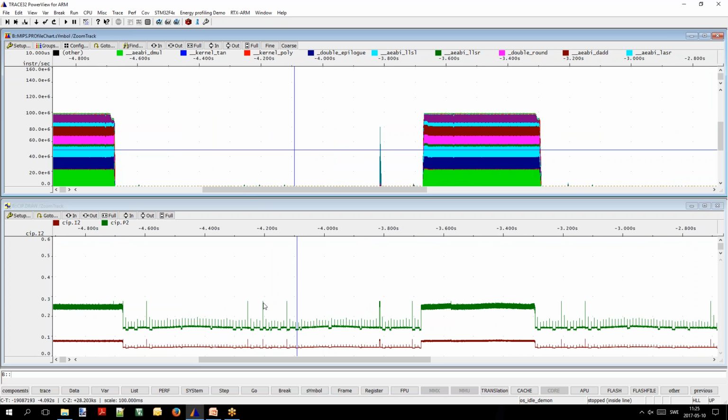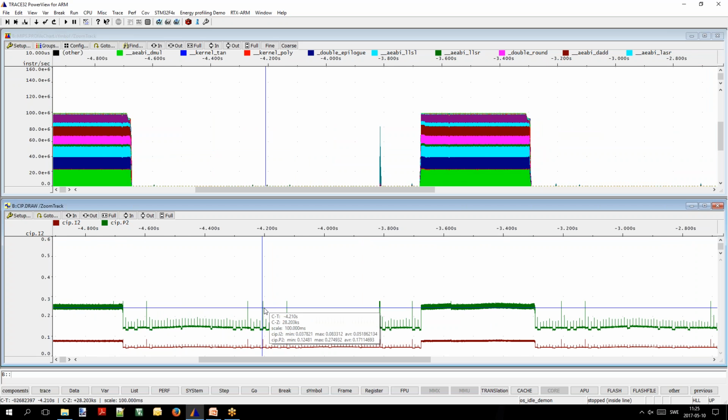But as you can see, if you have the power peaks when you're writing to the screen, the MIPS of the CPU is very low, but you have a quite large peak. So this is the type of thing which you can find when you're using this energy analysis.